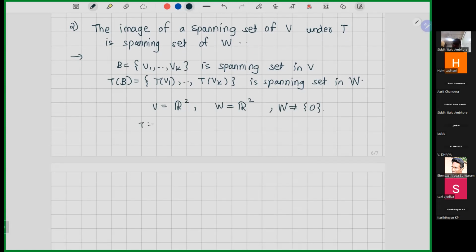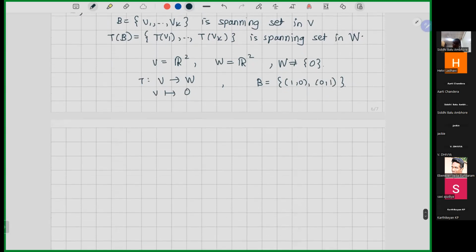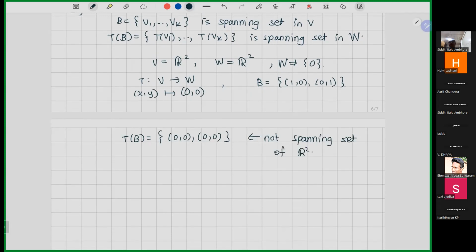Then T from V to W, I'm taking all the vectors in V going to the 0 vector. Let B be the standard basis of R2. But T of B is what now? (x, y) going to (0, 0). It is just (0, 0), (0, 0). And this is definitely not a spanning set of R2. Okay. Any doubts?